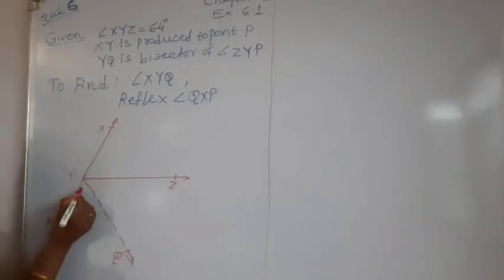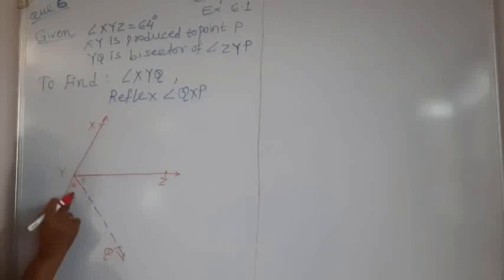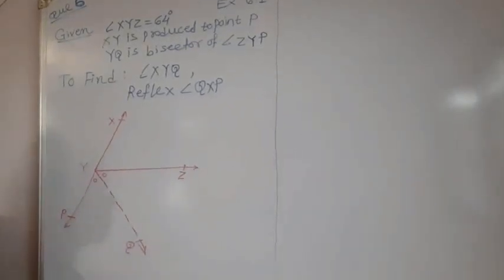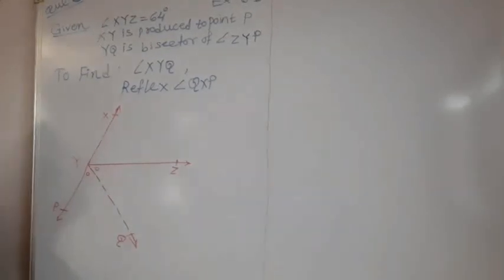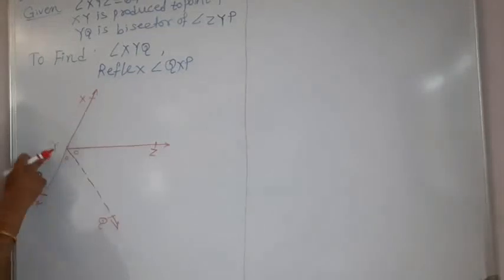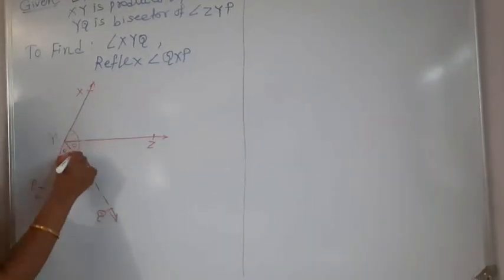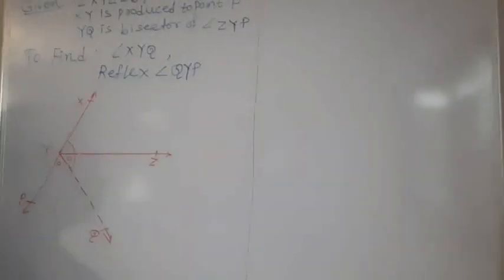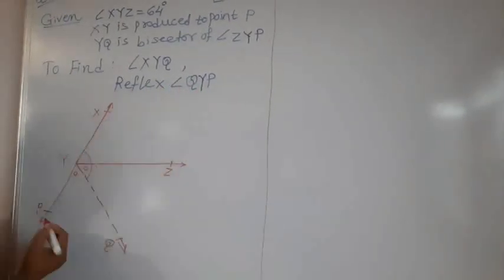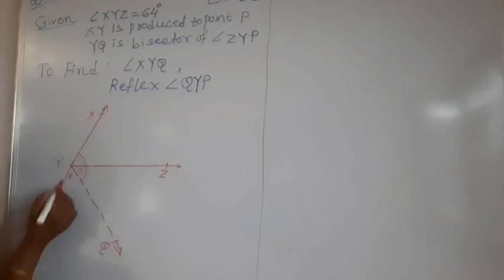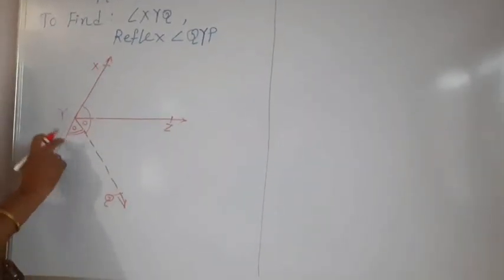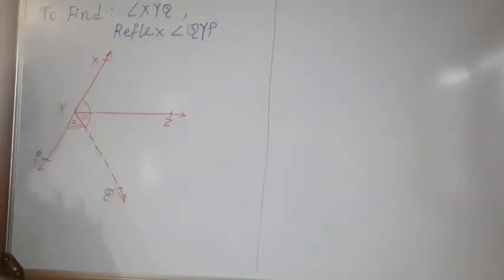Bisector means that the angle divides into two equal parts. These both angles are equal. Now it is the diagram as per the given things. And which thing do you have to find out now? Angle XYQ. Angle XYQ means you have to find out this angle. And here you have to find the reflex angle of QYP. Now here this angle QYP is given, and you have to find the reflex angle of this angle, means the remaining part.